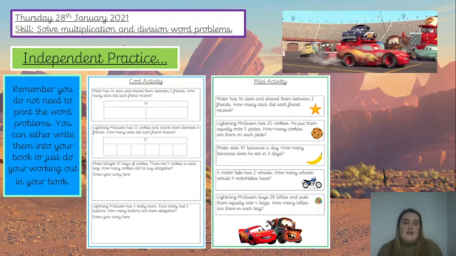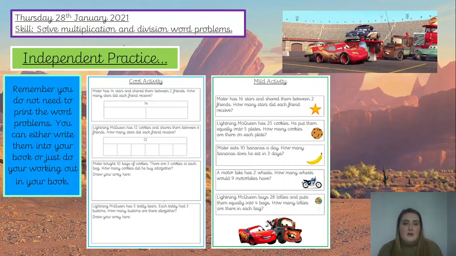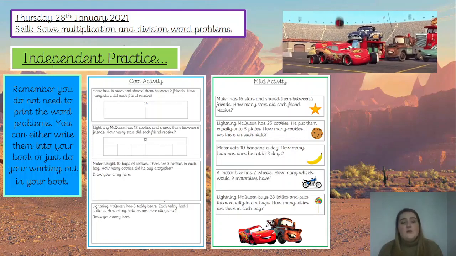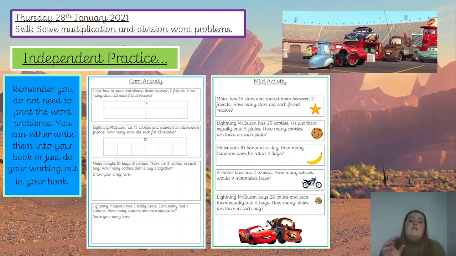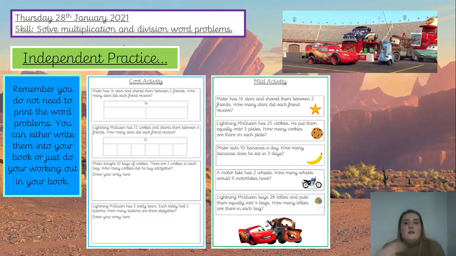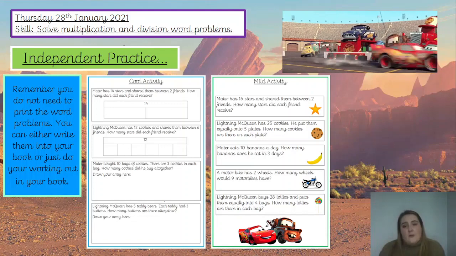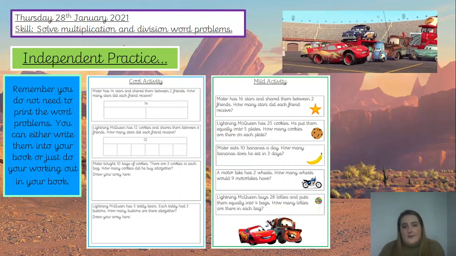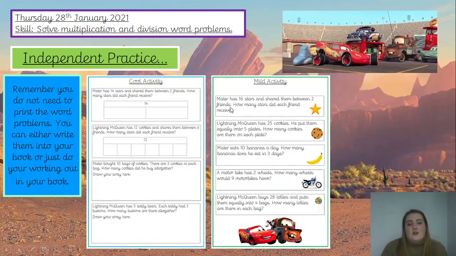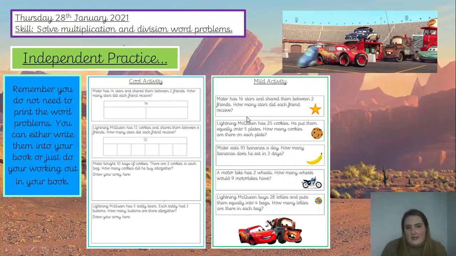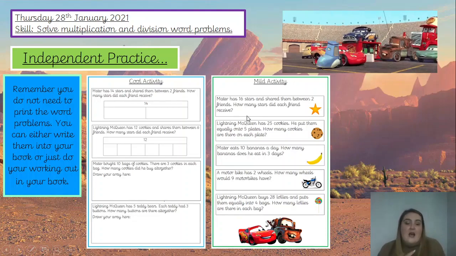Mild activity, you've been given your questions. Now, if you don't have a printer, that's absolutely fine, don't print it out. And you do not have to write out the question into your book either. You could just put number 1 and then write the number sentence and draw your chosen method, so either your picture, your bar model, or your array, okay, for that particular question. You do not have to write, Mater has 16 stars and shared them between 2 friends. How many stars did each friend receive? If you want to, amazing, but you don't have to.